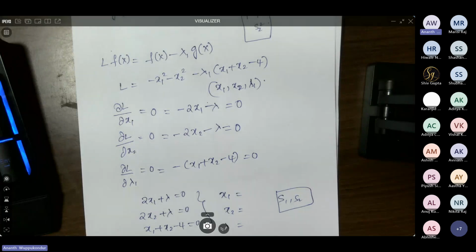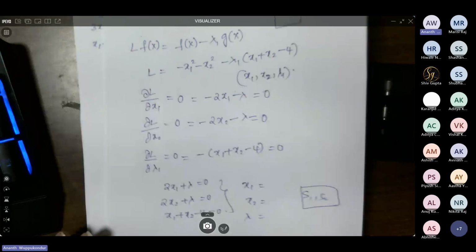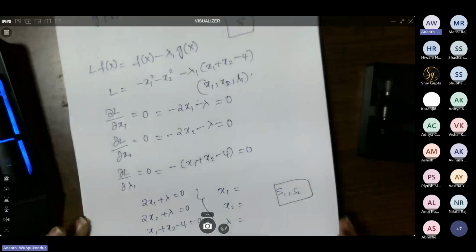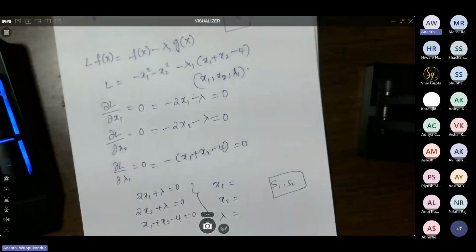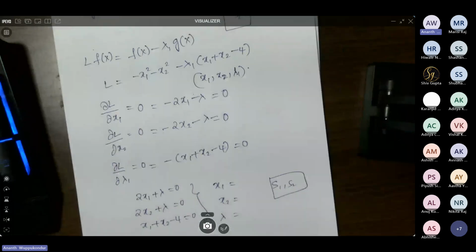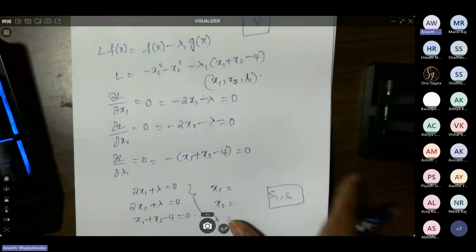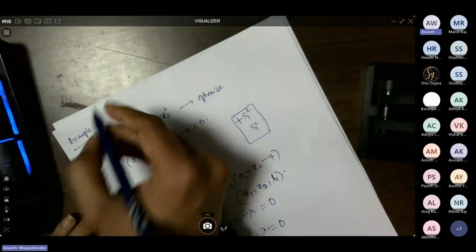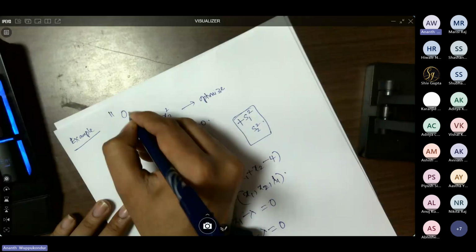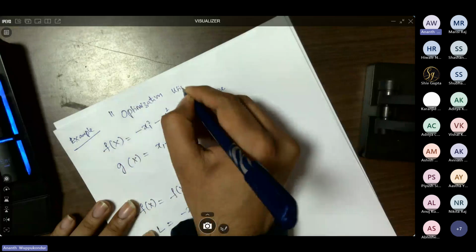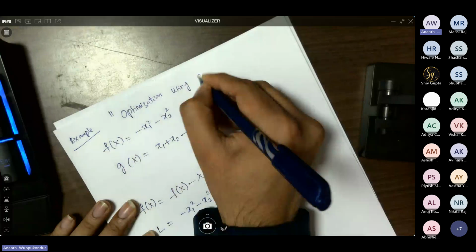So this is how we would optimize a given function f of x when we have constraints on it, either g of x less than or equal to 0, or more than or equal to 0, or equal to 0. What we have seen so far is optimization using calculus, because we have been using calculus to optimize the given function.